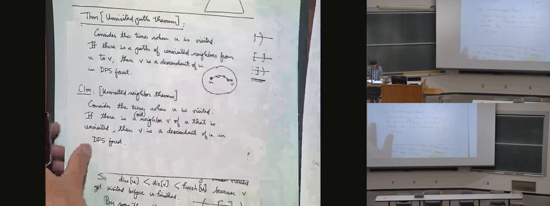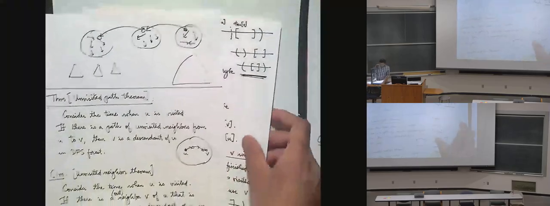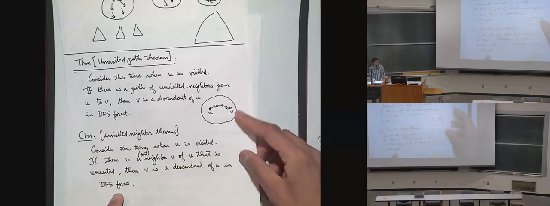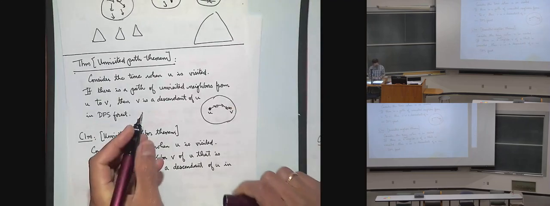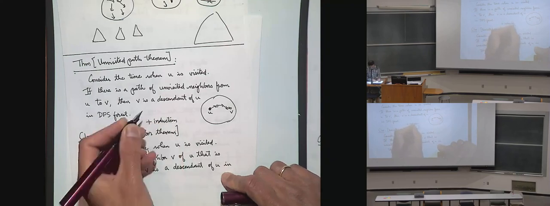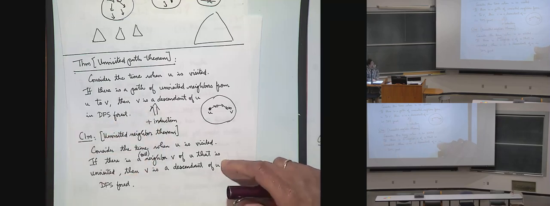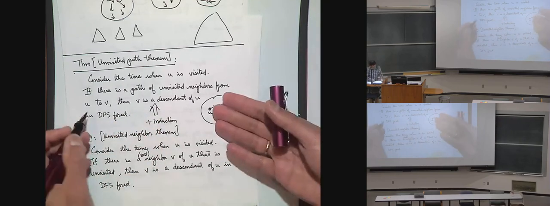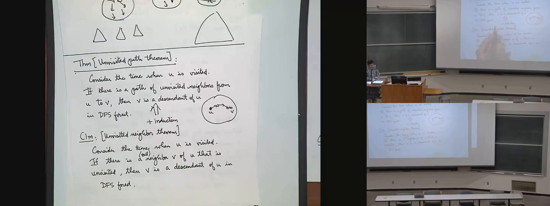Okay. All right. So you have this unvisited neighbor theorem, which we just discussed. From that, you use this plus induction to prove this statement. This is part of the homework. So what this says is when U is visited, if there is a path of unvisited neighbors from U to V, then V is a descendant of U in the DFS forest.